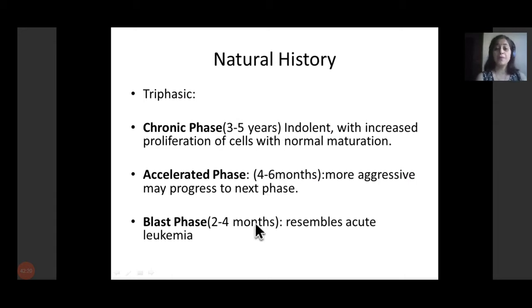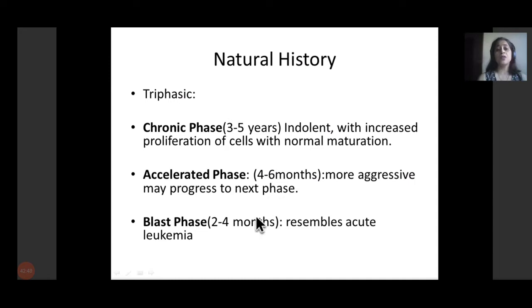Many might present with the AP phase or the blast phase, or they can show the transition and keep jumping and hopping from one phase to another. So it's just a way to teach you, but it's not really followed in the real practical life of dealing with patients. The chronic phase is indolent, with increased proliferation of cells with normal maturation. The AP, or accelerated phase, goes for 4 to 6 months, and it's more aggressive.